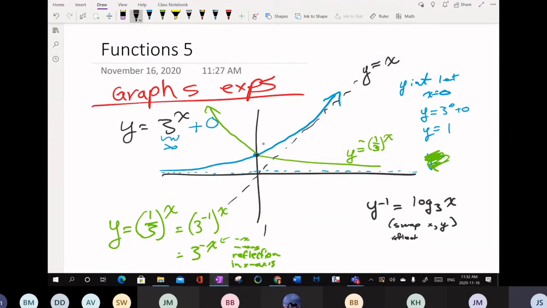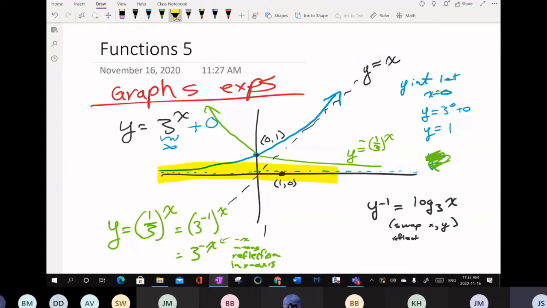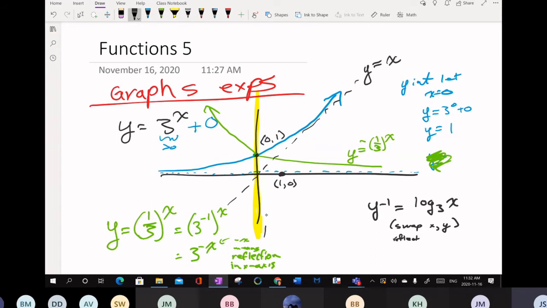So instead of 0, 1 here, now I've got an x-intercept of 1, 0. And then instead of having a horizontal asymptote going along here, this time we're going to have a vertical asymptote instead. And then when we draw this beautiful graph, we start from down here and come up here and kind of do that.